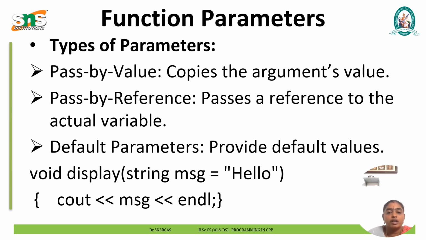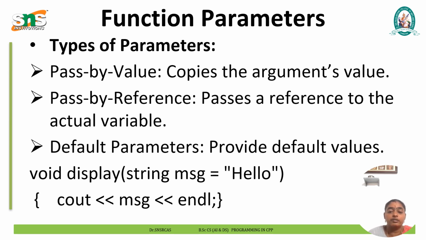The second one is pass by reference, that is, passing a reference to the actual variable. It uses the reference operator. In the pass by value example above, there are two parts, the actual argument and the formal parameter, and each creates its own memory space. But in pass by reference, you create a common space for both the actual parameter and the formal parameter. It refers to the same memory space. Once you change the value, it affects both. That is the second one.